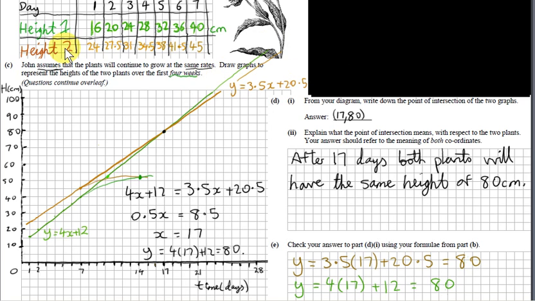So at some time in the future, if not within 4 weeks, then the graphs will become curves that level off to a maximum height. So both plants will reach some maximum height at some stage. If not within 28 days, then sometime after 28 days.